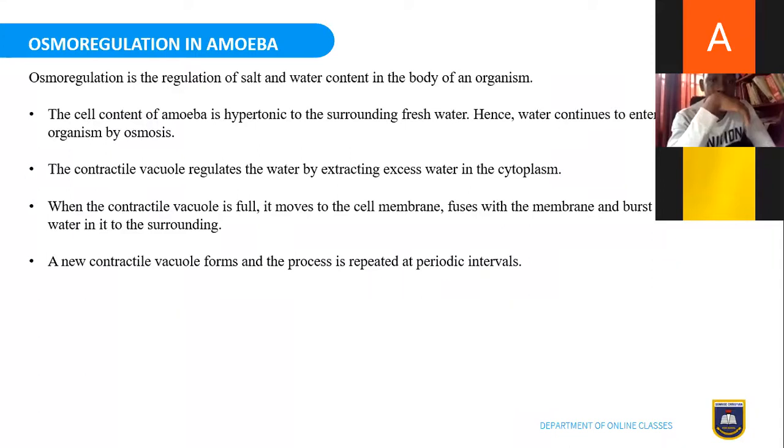Now, we said that in osmoregulation in amoeba, someone should read the first point for us and then try to explain what I'm trying to say. If you really understand hypertonic, hypotonic, and isotonic solutions, osmoregulation is the process of controlling or regulating the amount of salt and water content in the body of an organism, okay? So we are trying to look at how amoeba is able to control the salt content and the water content in its system. Do you understand? So now, somebody should read the first point for me and then try to explain what the first point on the slide is trying to say. Who will do that? Volunteer, no volunteer.